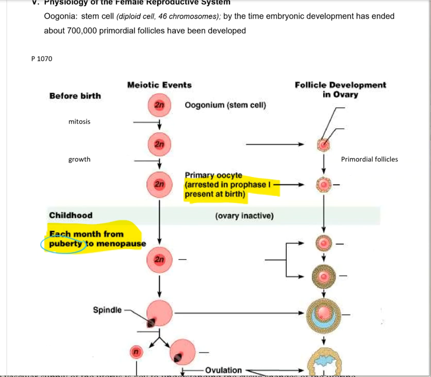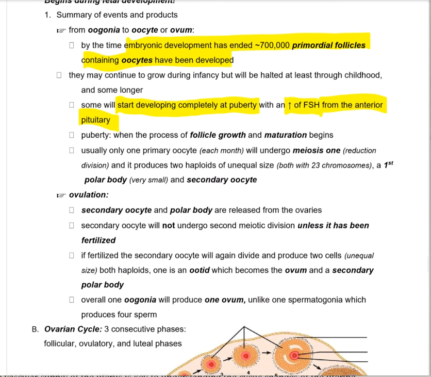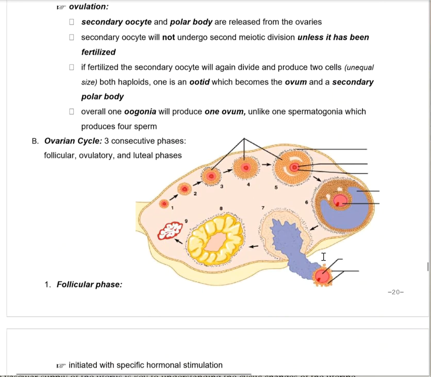All right, so now we're going to go back to our notes. We'll come back here. So usually only one primary oocyte each month will undergo meiosis 1, and it will produce 2 haploids of unequal size. Now, what actually often happens is more than one will do this, but only one will complete the entire process. So sometimes we see up to, I think later we have, 20 to 25 primary follicles activated monthly by hormonal stimulation, but we generally only get one that goes all the way to become a released ovum.